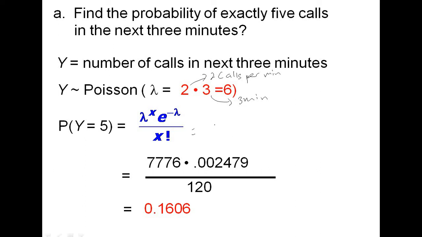Okay. Or you can give me the value after multiplication, or you can just substitute inside is enough. Let's say for this one, we know that lambda equal to 6, and then 6 power 5 exponential power negative 6 divide 5 factorial.